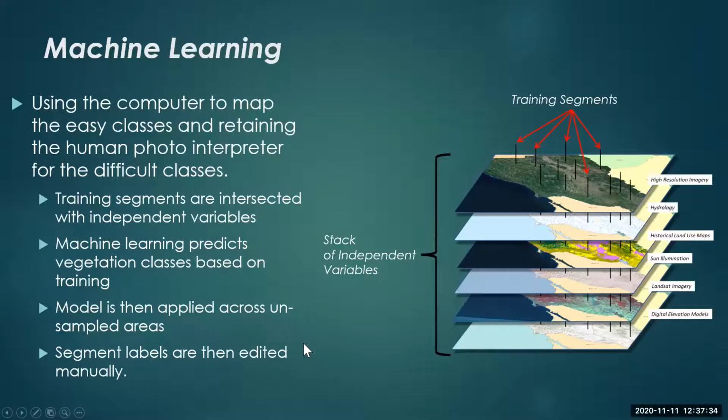So we don't cut the human out by any means. What we do is use the computer to map the easy classes, and we retain that expensive human photo interpreter to deal with the difficult classes.